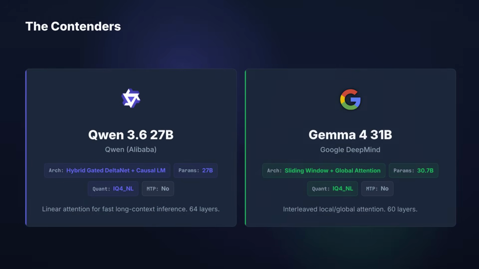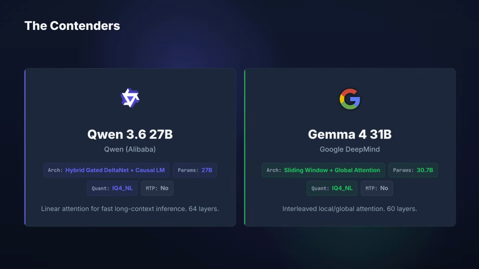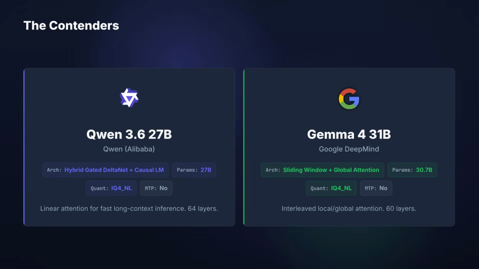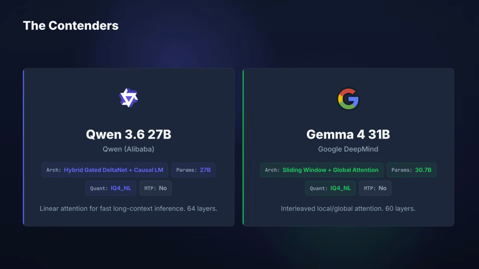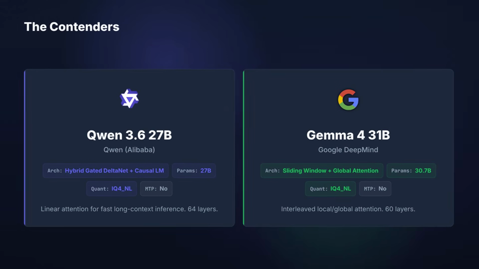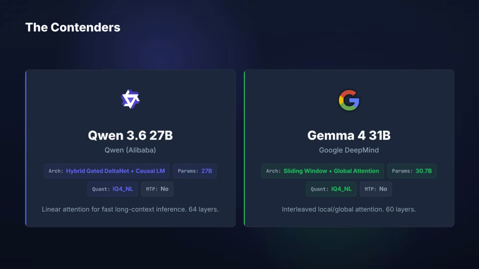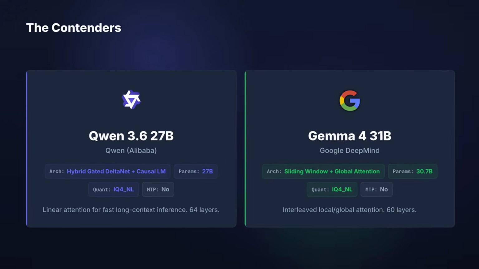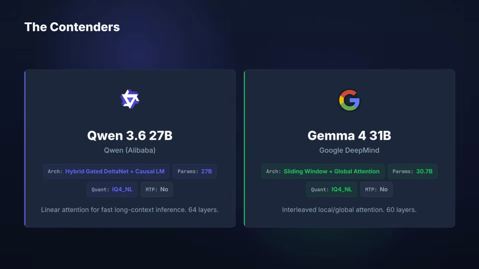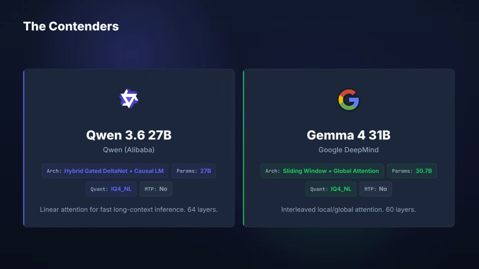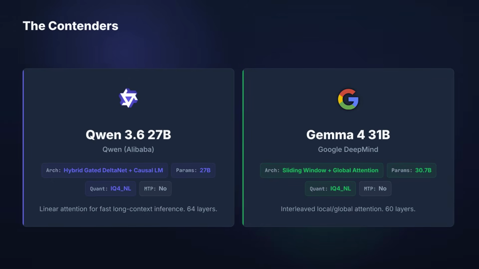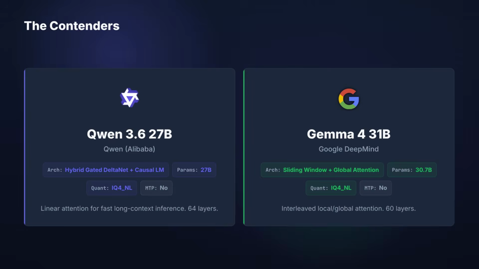We're comparing two of the most talked about local LLM contenders, Qwen 3.6 at 27 billion parameters and Google's Gemma 4 at 31 billion, both at IQ4 NL quantization. The sweet spot where you get near full quality without blowing up your video memory. Both pushing a 32,000 token context window. Which one actually delivers where it counts?